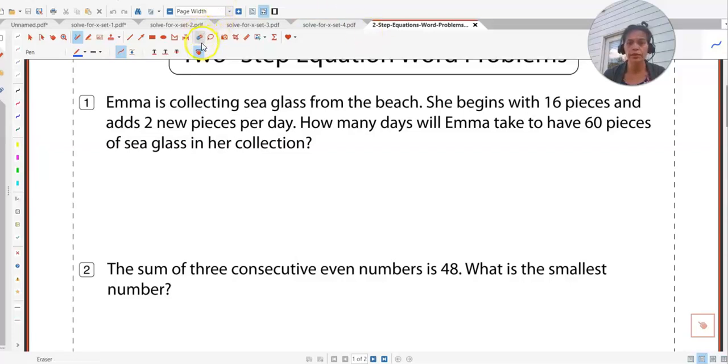So, of course, the first thing that we need to do is annotate what we see in the word problem, and then figure out first, what is it asking us to solve for? So, I'm going to get my little highlighter.